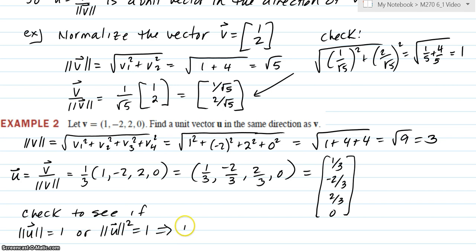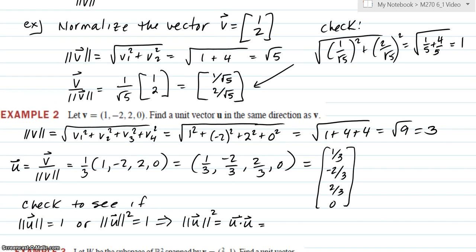So we know that the length or the norm of u squared is u dot u, which is u1 squared plus u2 squared all the way through. So this should be 1/3 squared, which you can see is indeed 1.